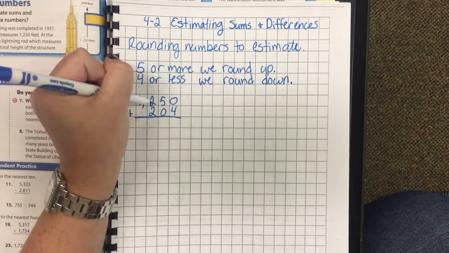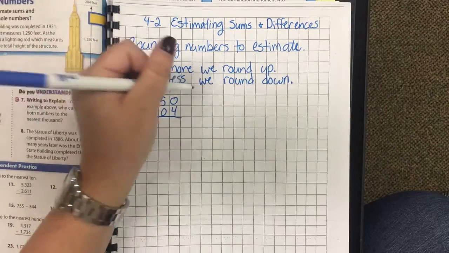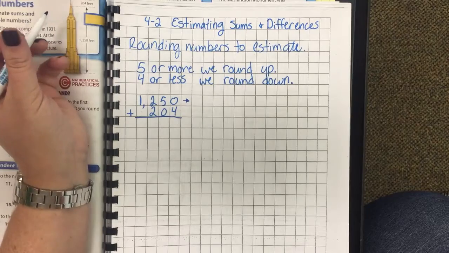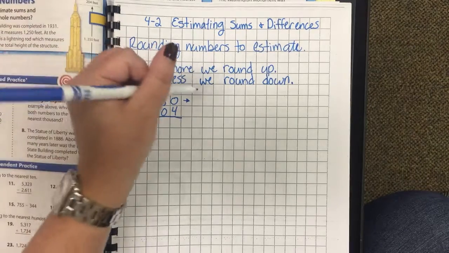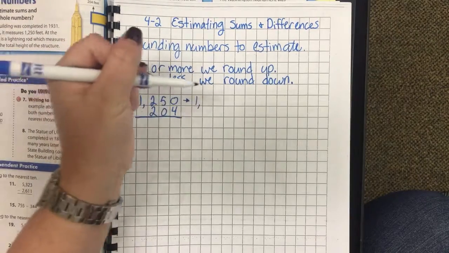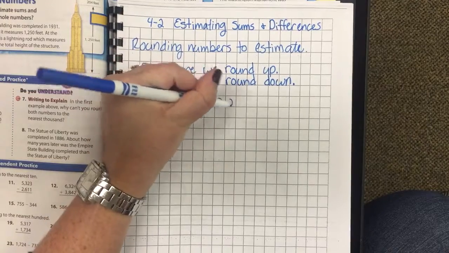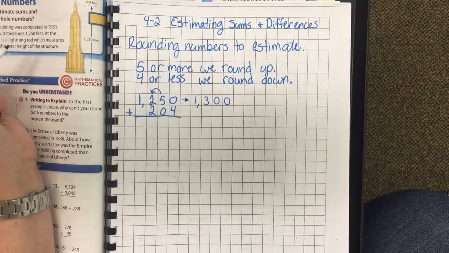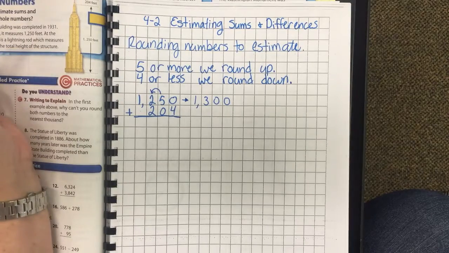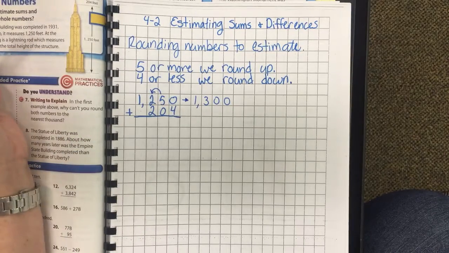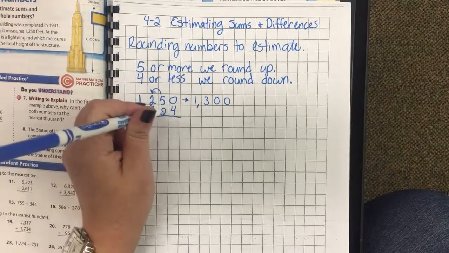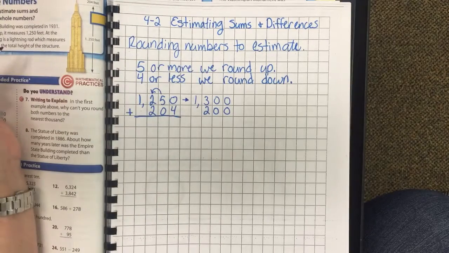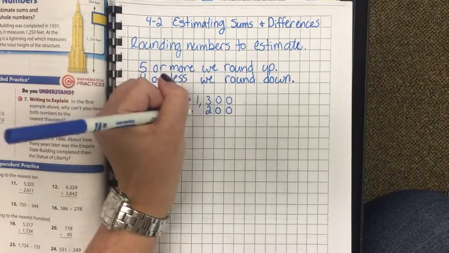So 1,250 rounded to the nearest 100, I'm going to draw a little arrow to show I'm changing it, is going to be what? 1,300, because 5 is changing the 2 and zeros everything out. 204 rounded to the nearest 100, 0 is doing nothing to that 2, so it stays 200. Now I can add that up.